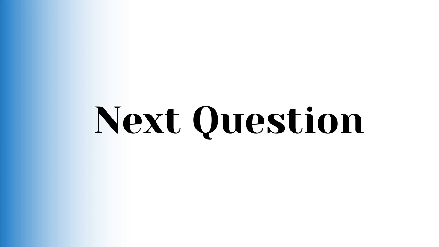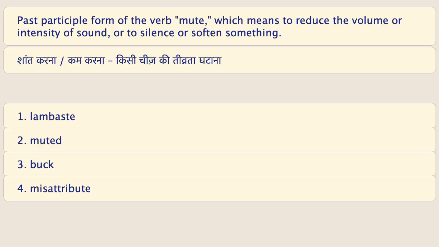Next question. Past participle form of the verb mute, which means to reduce the volume or intensity of sound, or to silence or soften something. शांत करना, कम करना, किसी चीज की तीव्रता घटाना.